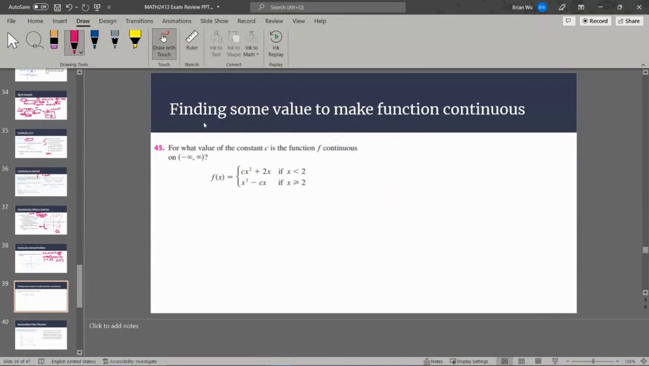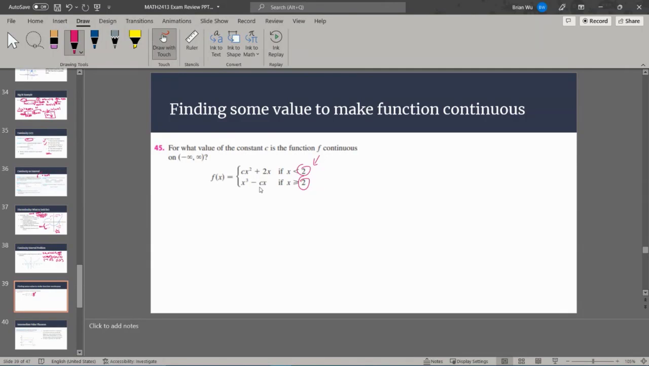Okay. And then one of the questions you might be asked is to find some value for a piecewise function that makes everything continuous. So that means we have to focus on these endpoints to make sure that they are continuous, and we essentially want the limits and the defined points to be equal to the same thing. You're going to use a system of equations, but that happens after we find these endpoints.